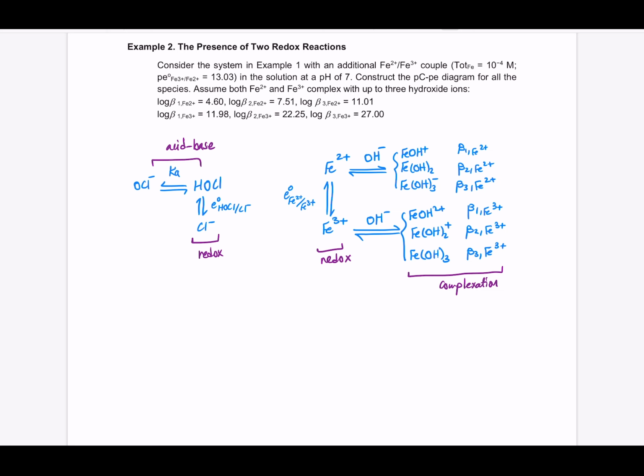How many mass balances do we have based on the information that is given? 2, right? 1 from example 1. So we have 2 independent mass balances. So this is basically the total Cl from example 1. And this would be total Fe, which is 10 to the minus 4 that is given here.